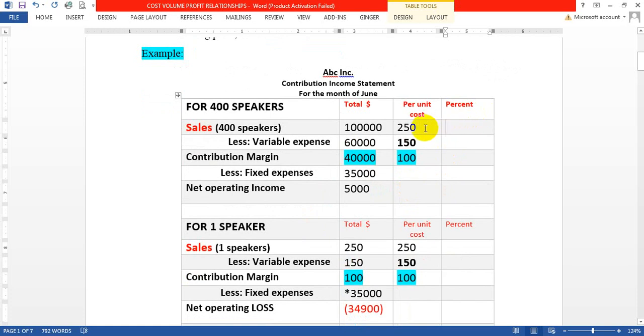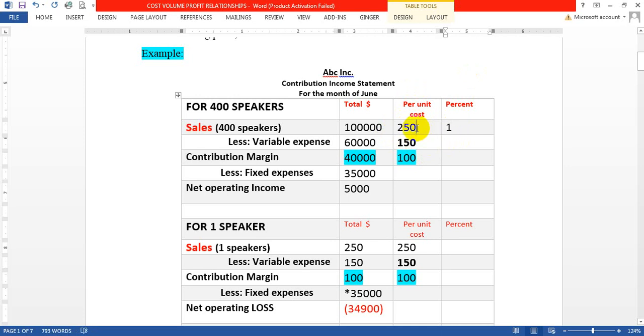I want to see this contribution income statement in terms of percentage. The major element of all income statements is sale, right? So we will divide all values by sale, like 250 divided by 250 means 1.